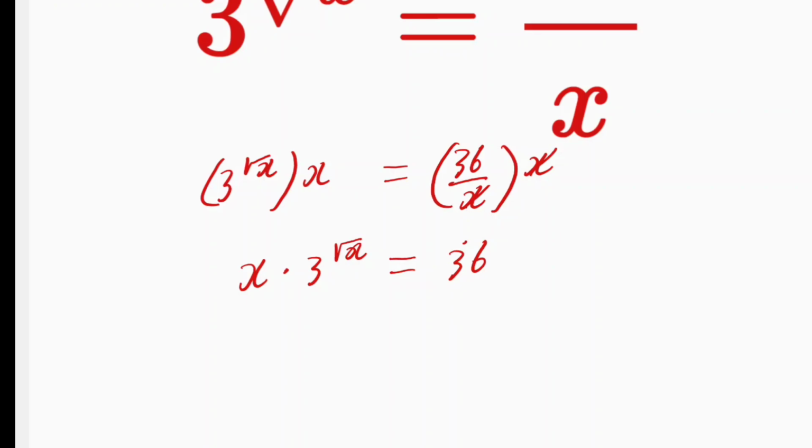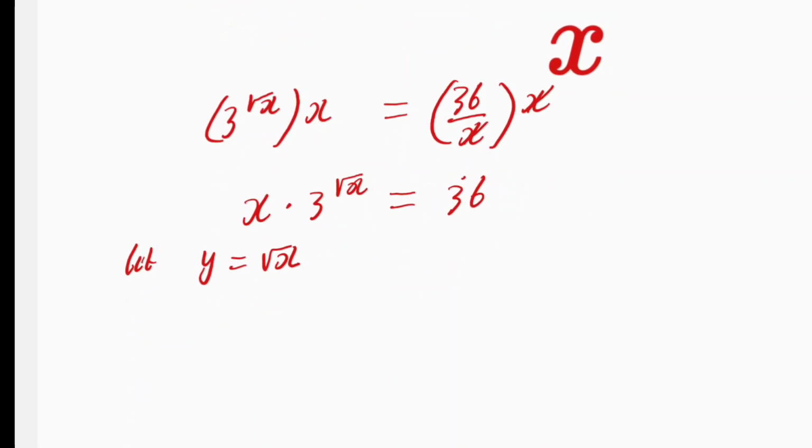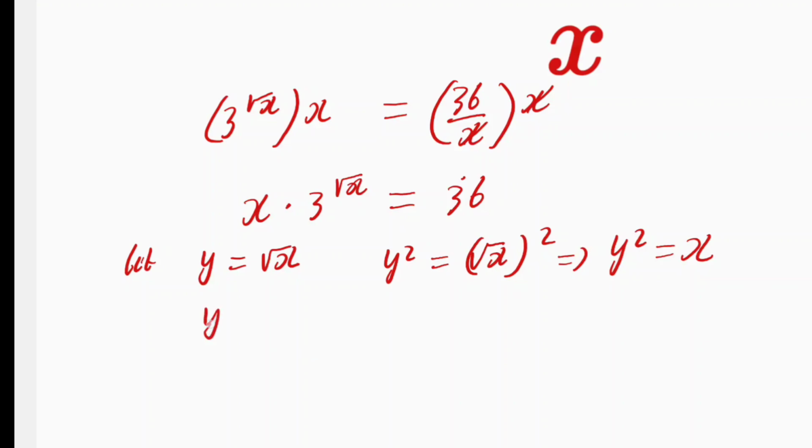We can simplify it by making a substitution. Let y be equal to the square root of x. If we square both sides of this equation, we get y square equal to the square root of x all squared, which gives us y square is equal to x. Simply, which means we have y is equal to the square root of x and x is equal to y square.